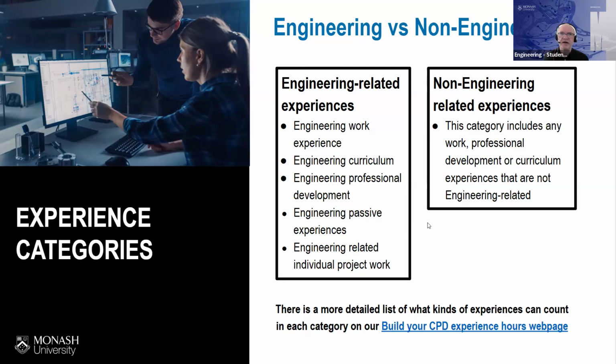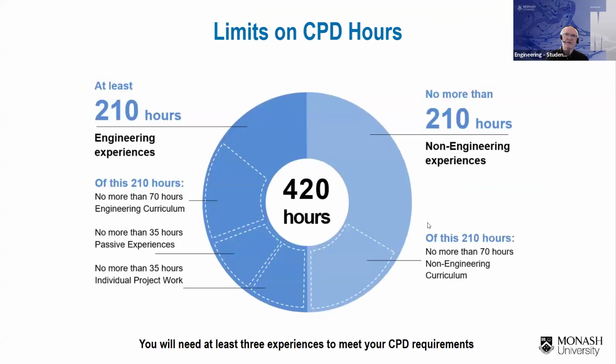So this is the pie chart that we have on our website. You can see there that the total is 420. Half of that can be engineering and the other half can be non-engineering. I guess the sections are self-explanatory.